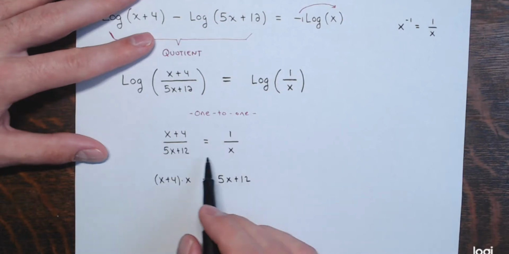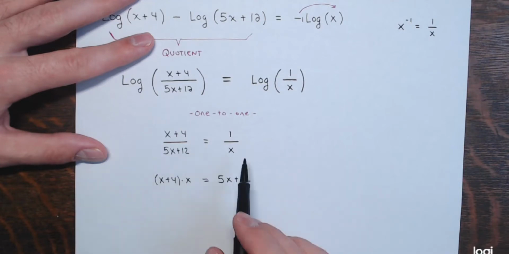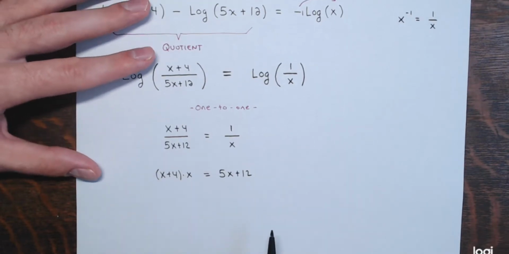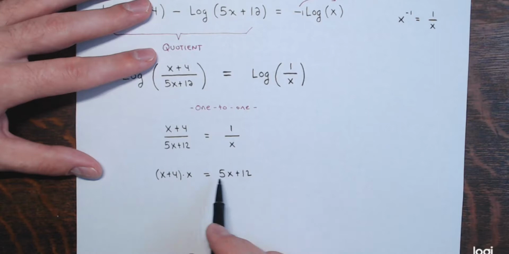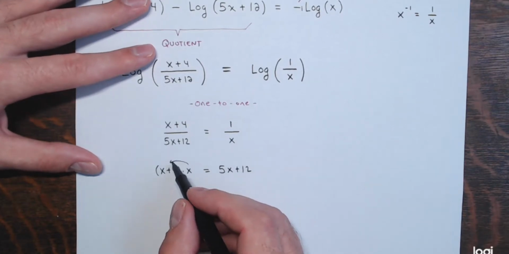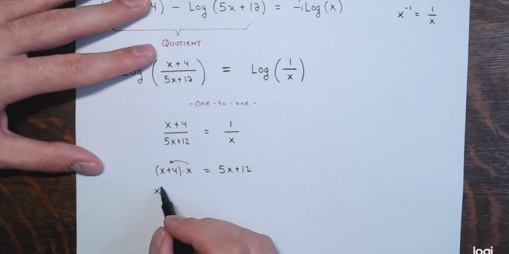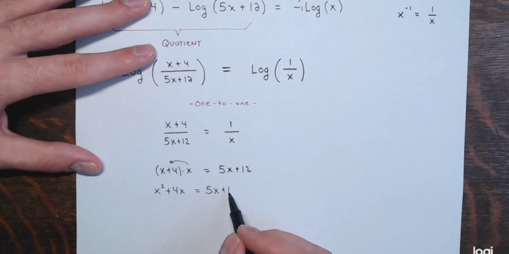Or you could say the LCD was x times 5x plus 12 and multiply both sides by the LCD, and you'd end up with this: x times x plus 4 equals 5x plus 12. And this ends up being some sort of quadratic equation that I'm going to solve, right? Distribute the x here. I have x squared plus 4x equals 5x plus 12.